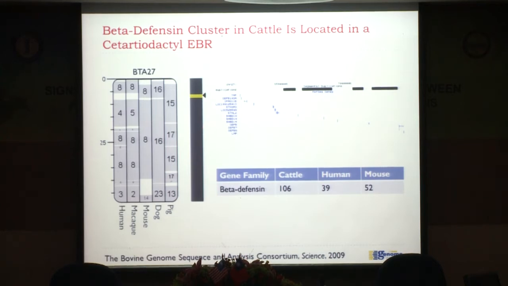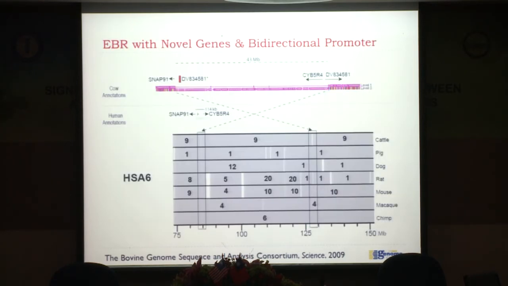And when you look at where beta defensin is expressed in ruminants, all these paralogs are expressed in the rumen. And so they're used there to break down the microbes and make the amino acids then available for metabolism. And so this is a highly adaptive rearrangement that has occurred in the ruminants.